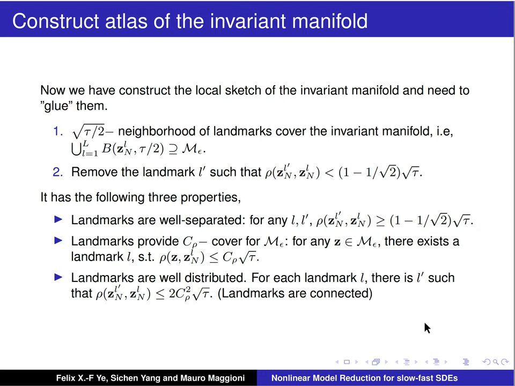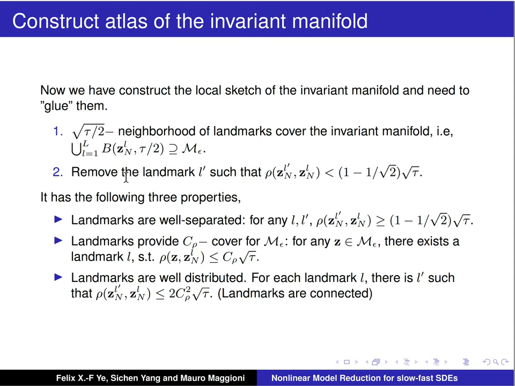Previously, I mentioned everything locally, so I didn't try to glue them or talk about everything globally. We have a very good local estimation of the geometry, and a very good local estimation of the dynamics. Now we need to glue these piece by piece and make sure we have a very good representation of the invariant manifold. The way to start is to have a square root of tau over 2 neighborhood of landmarks that covers the invariant manifold. So these building blocks of tau over 2 already cover the invariant manifold.